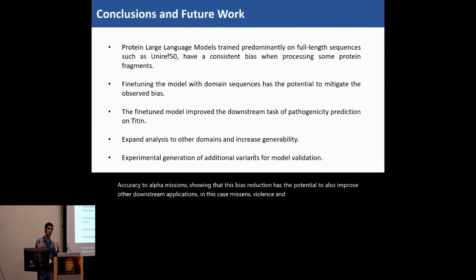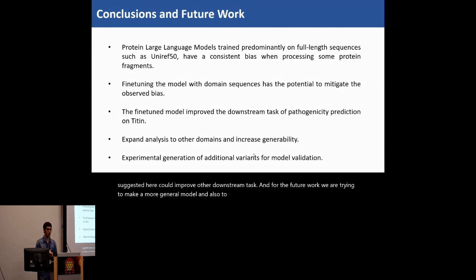And this brings me to the end of my presentation and conclusions on the future work. So hopefully I was able to show that for the case of domain sequences, these large language models can have a bias of under-prediction for the domains, that you can mitigate this bias with a short fine-tuning using domain sequences, and that this has the potential to improve your downstream tasks. So if you can use the full context, by all means use the full context. But if you are trying to deal with a protein like this, maybe an approach as suggested here could improve other downstream tasks.